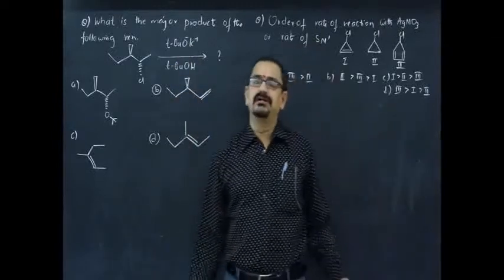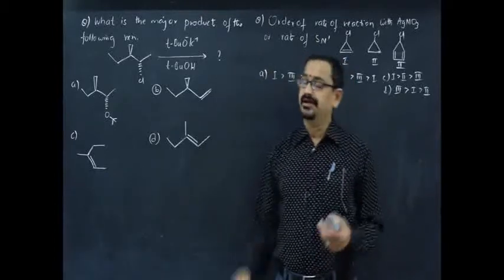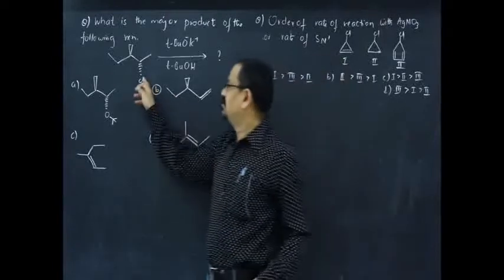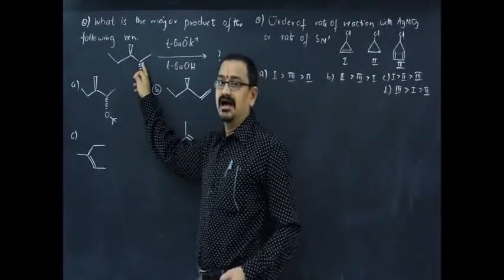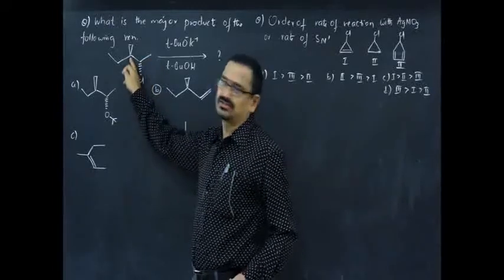Alcoholic KOH is what type of reagent? It is a dehydrohalogenating agent. Dehydrohalogenation means it removes halogen from the alpha carbon and hydrogen from its beta position. Beta means this is beta, this is also beta.